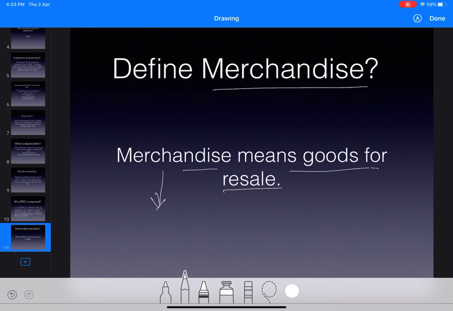Merchandise, we can also say, is similar to raw material. When you purchase raw material and convert it into a finished product, and that finished product you are selling in the market, that is known as merchandise.